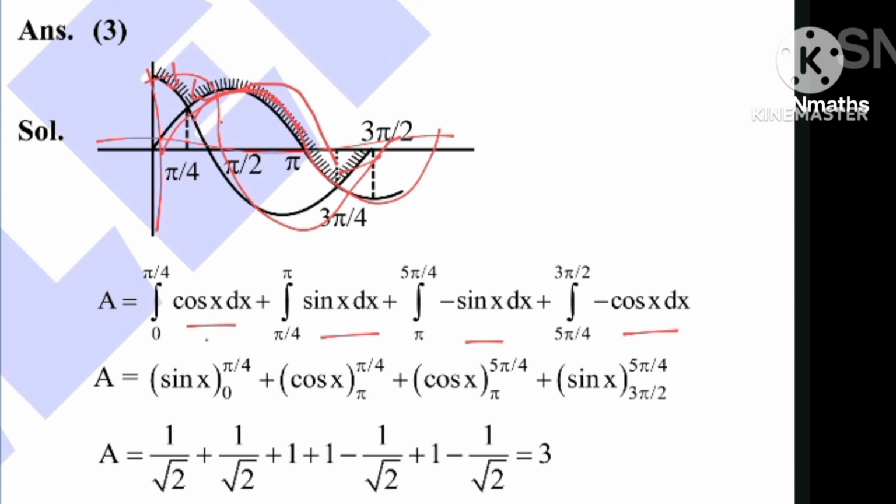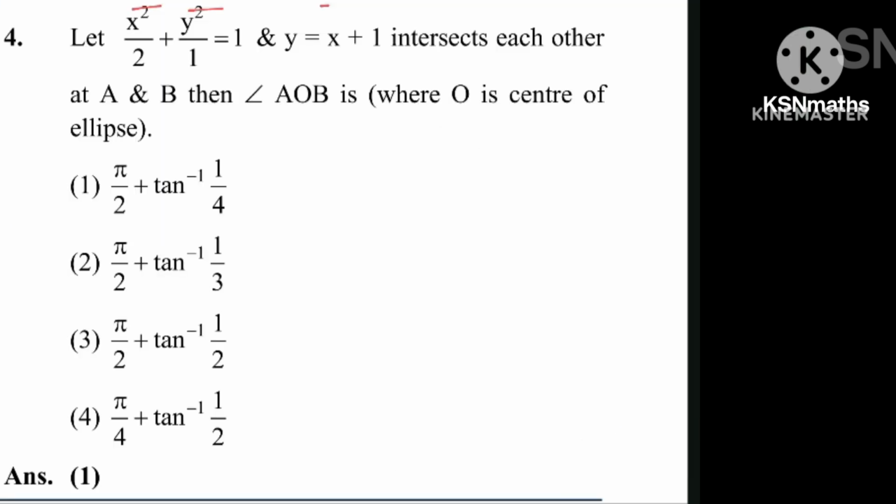So the integral of cos x is sin x, from 0 to pi/4. The integral of sin x is minus cos x, bounds pi/4 to pi. Now minus sin x integrates to cos x, pi to 5 pi/4, and minus cos x integrates to minus sin x, 3 pi/2 to 5 pi/4. Now substitute the bounds. Now 1 by root 2 plus 1 by root 2 plus 1 plus 1 minus 1 by root 2 plus 1 minus 1 by root 2. All the 1 by root 2 terms get cancelled. The answer is 3. So number 4.